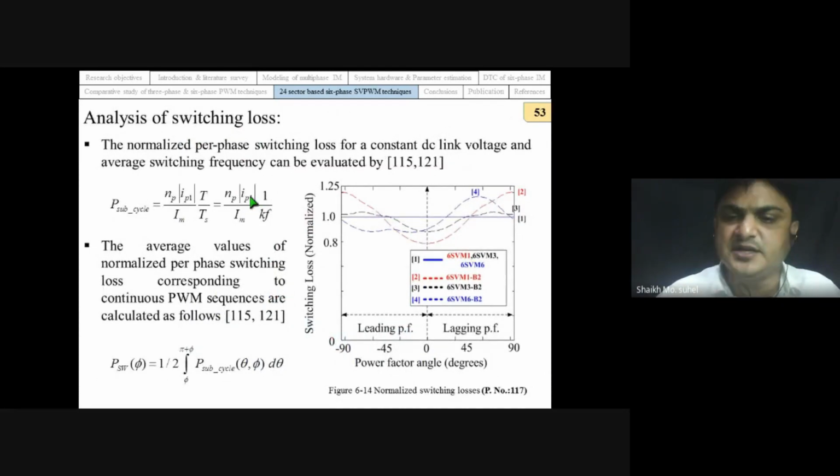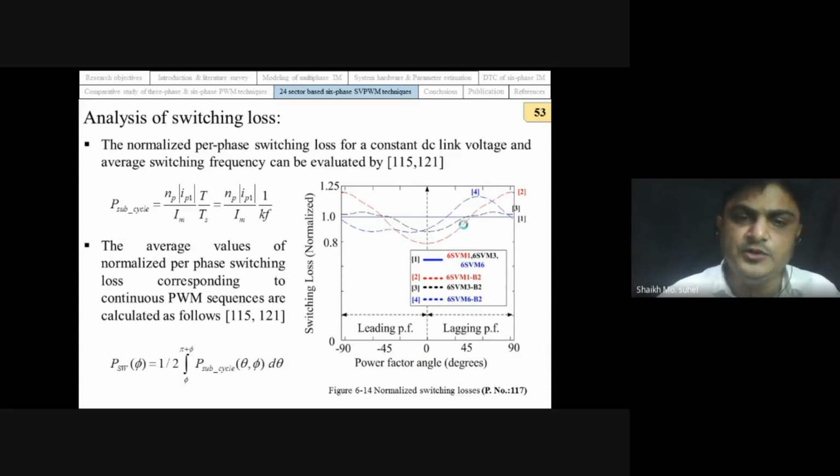Previously, we discussed the continuous PWM technique where switching loss remains the same. But in case of discontinuous PWM technique, your switching loss is going to vary. So these are the equations that we have utilized to calculate the switching loss. The conclusion is that the existing PWM technique 6-phase SVM1B2 will result in the lowest stator current distortion.